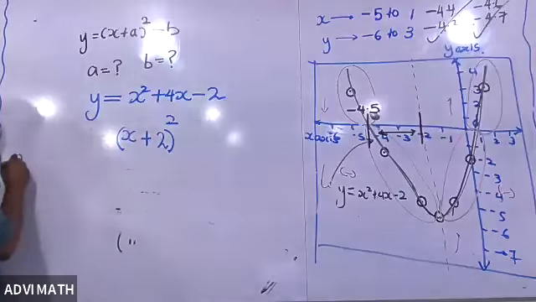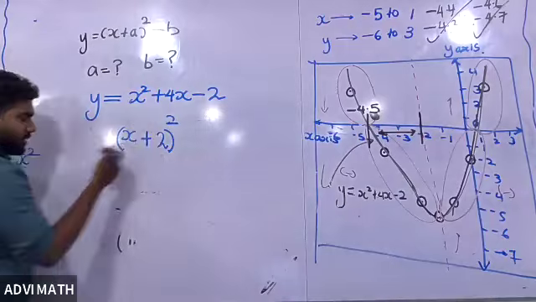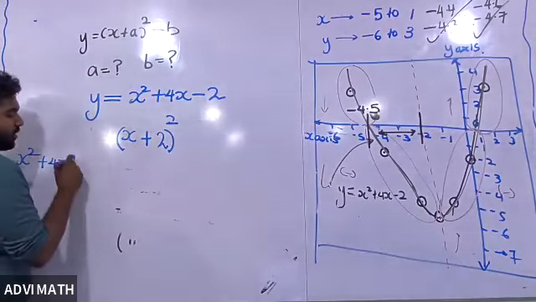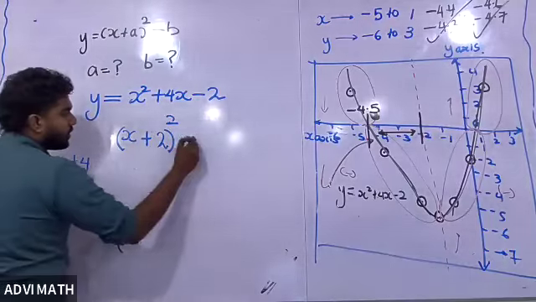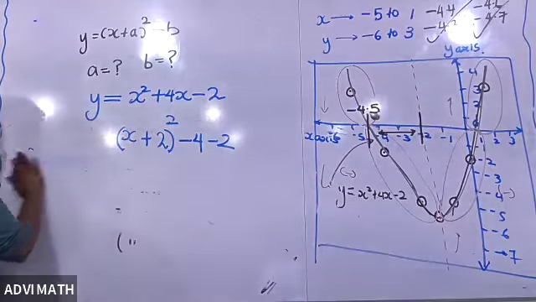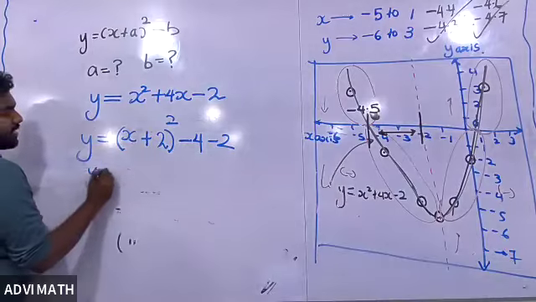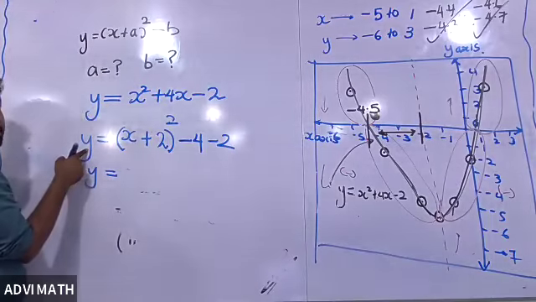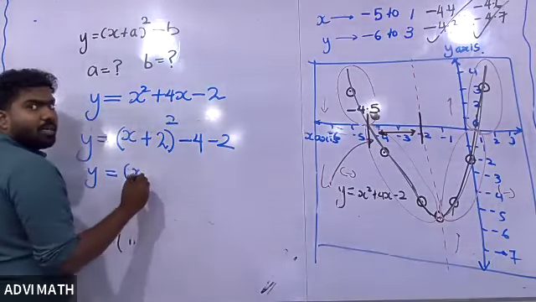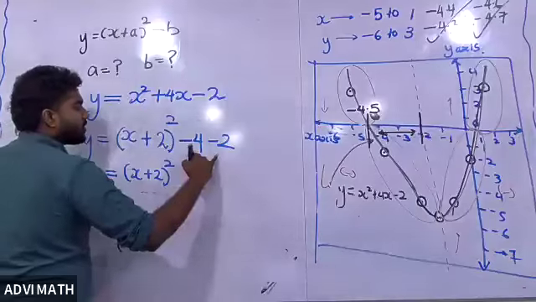x squared, x into 2 is 2x, 2x into 2 is plus 4x. 2 squared is 4. To cancel this, I need to put minus 4. Then I have minus 2. Don't forget on this side I have y. y equals the quadratic expression: y equals (x + 2) squared minus 4 minus 2.